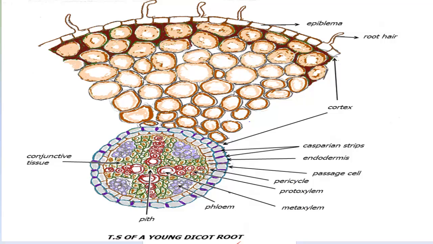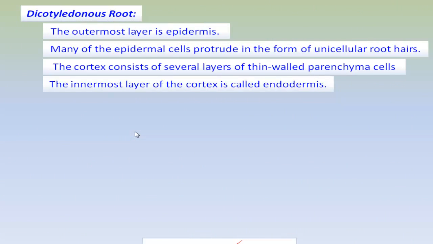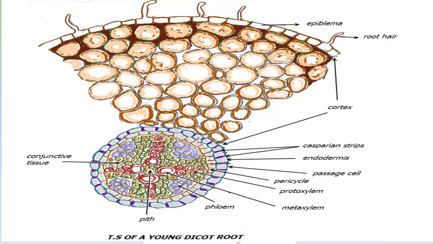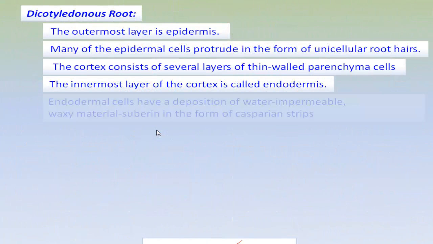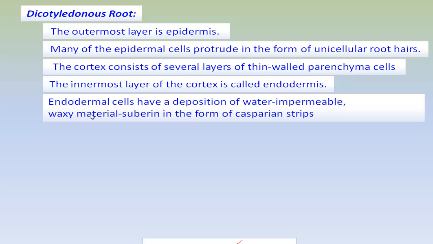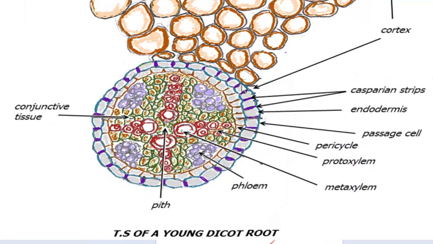The innermost layer of the cortex is called endodermis. In fact, endodermis comprises a very thick outer tangential wall made up of a substance called suberin. Suberin is impermeable to water. Besides the outer wall of the endodermis, the radial walls are also filled with suberin, and thus it exhibits a strip-like appearance, and these strips are called Casparian strips.